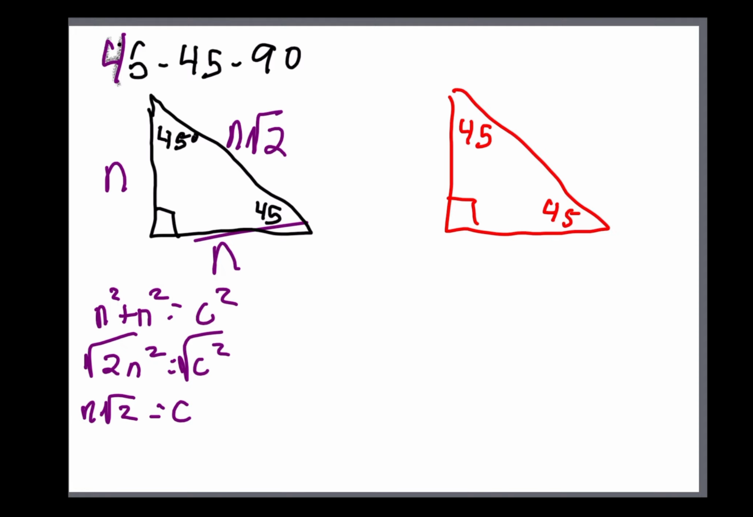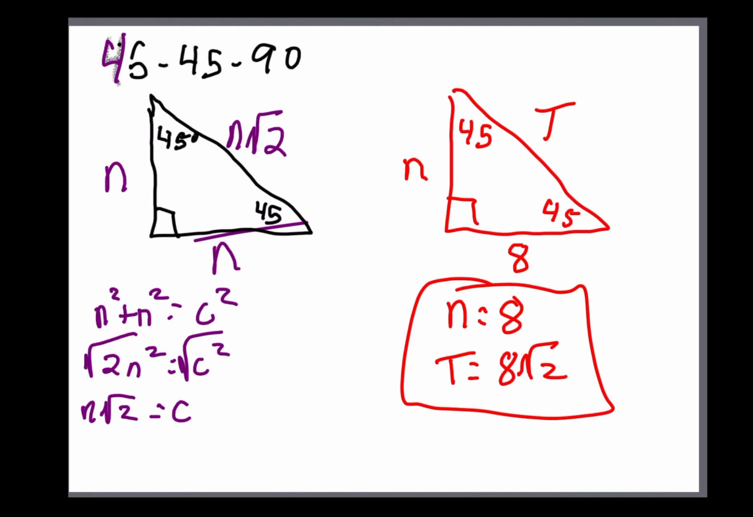I can tell you that the length of this side is 8, and ask you to find the value of n and the value of t, the lengths of the missing sides. Well, n is opposite the other 45, so n equals 8. And t is the hypotenuse, so it's n times the square root of 2. My n value is 8, so 8 times the square root of 2. Those are the lengths of your two missing sides.